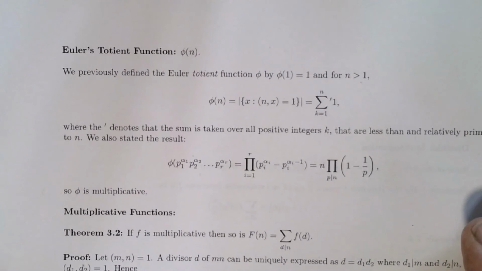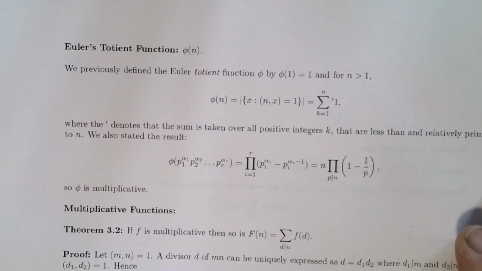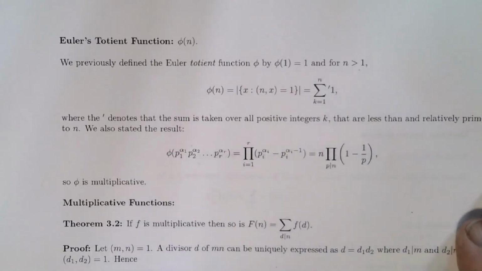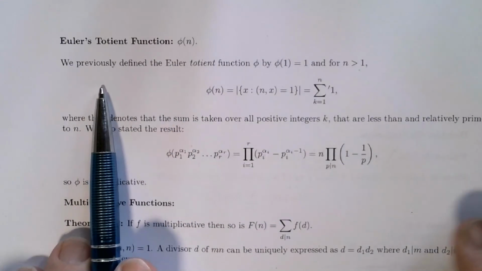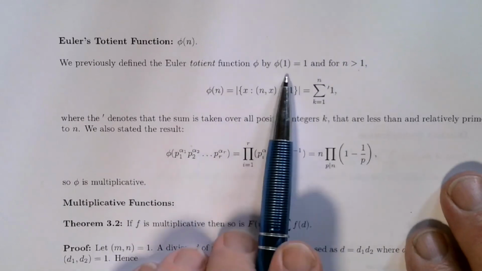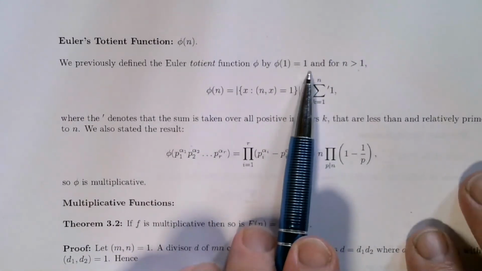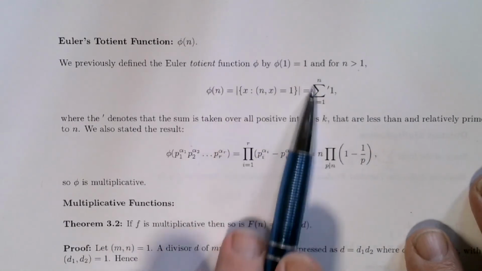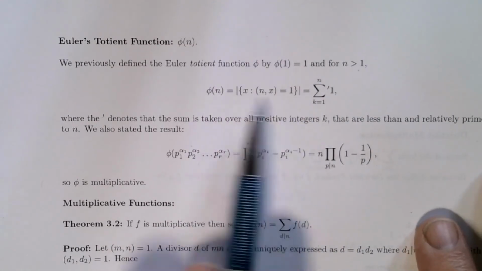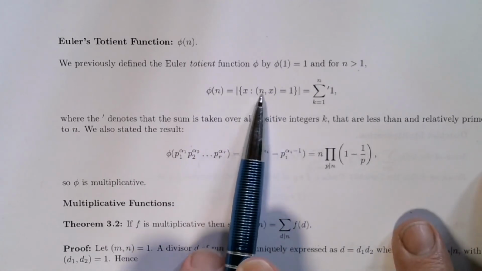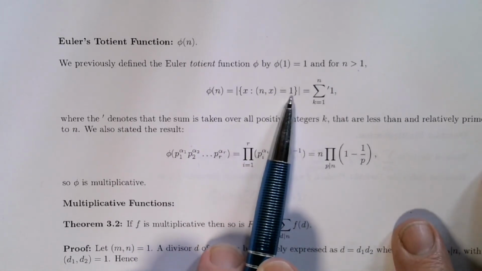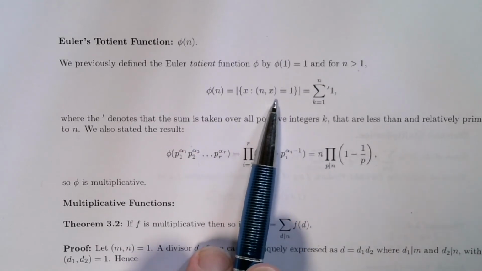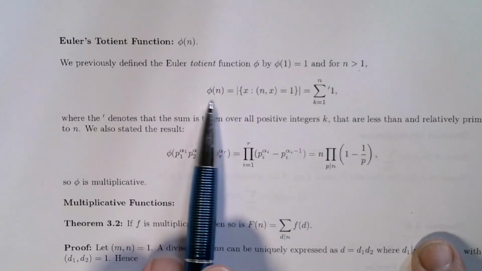The next little function I want to introduce is the Euler's Totient function, as it's called, which you may have come across. Again, this is quite a well-known function. It's defined by, well, firstly phi of 1 is 1, and then if n is bigger than 1, we define phi of n as the size of this set. So this is the set of all x that are relatively prime to n. We take the number of numbers relatively prime to n. That's what this phi of n is.